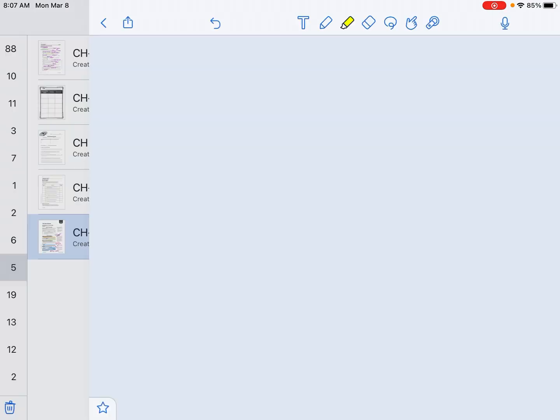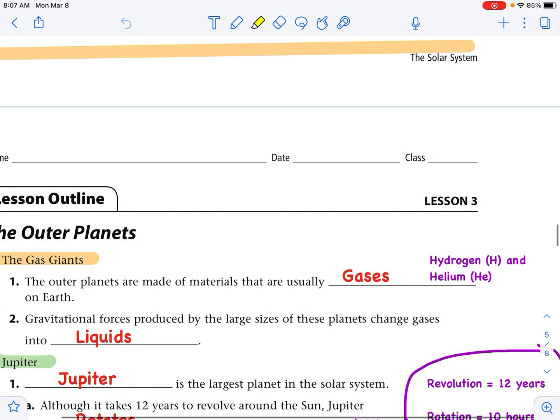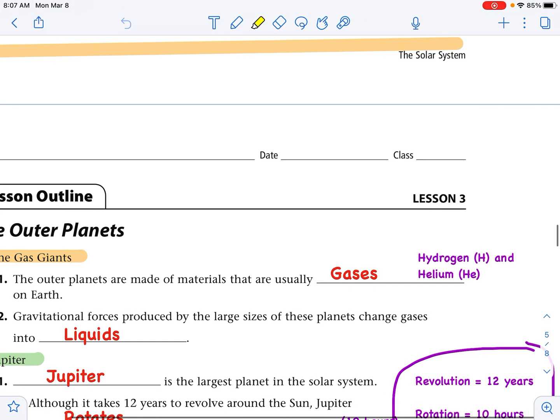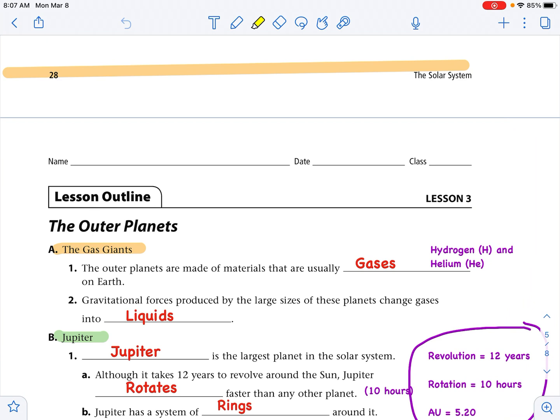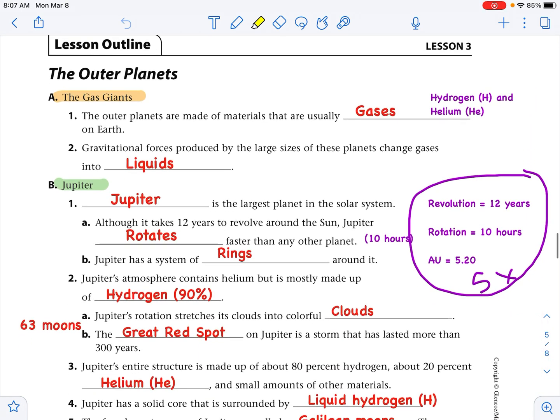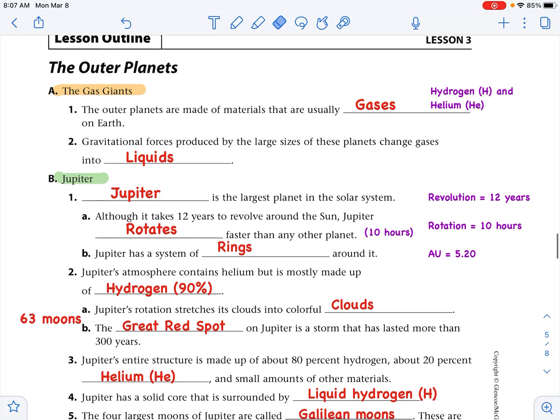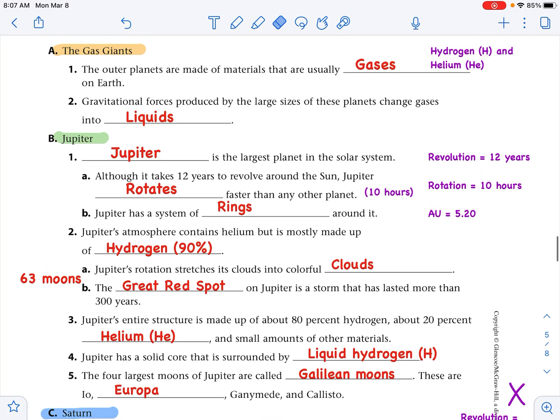All right, so let's go to our outline notes and do Jupiter. Okay. So Jupiter is the largest planet in the solar system. Although it takes 12 years to revolve around the sun, Jupiter rotates faster than any other planet, only 10 hours. Jupiter has a system of rings around it.